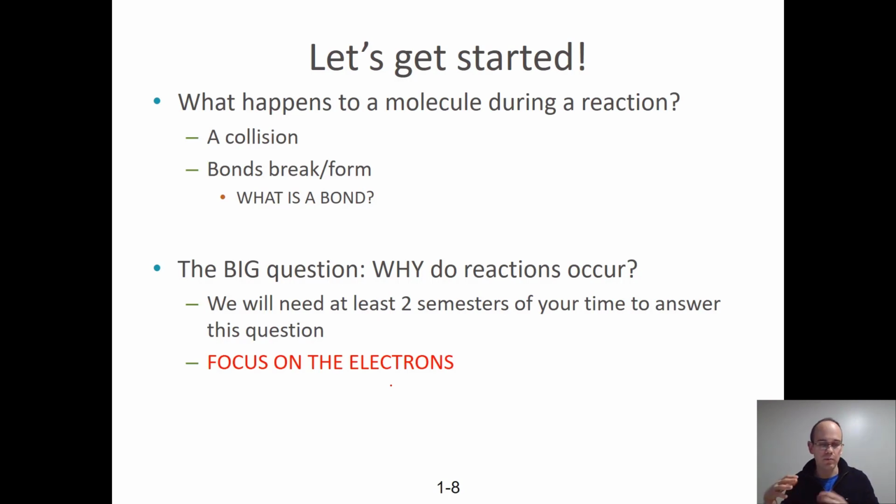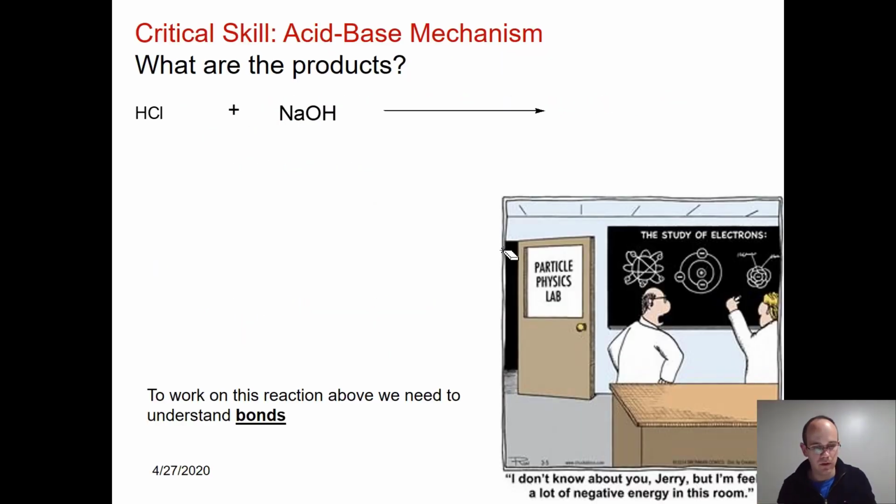All right, so the big question is, why do reactions occur? We're going to come back to this over and over again. This will be the focus of 2 chapters of organic chemistry, right? So there's a lot going on that we're going to do to answer this question. Focus on the electrons, right? Bonds are electrons, and that means that if we want to answer this question, we need to focus on the electrons. So electrons are where we're going to try to focus throughout the course.